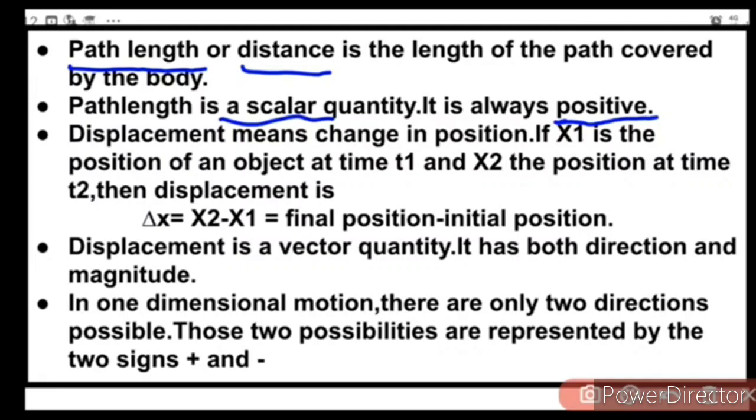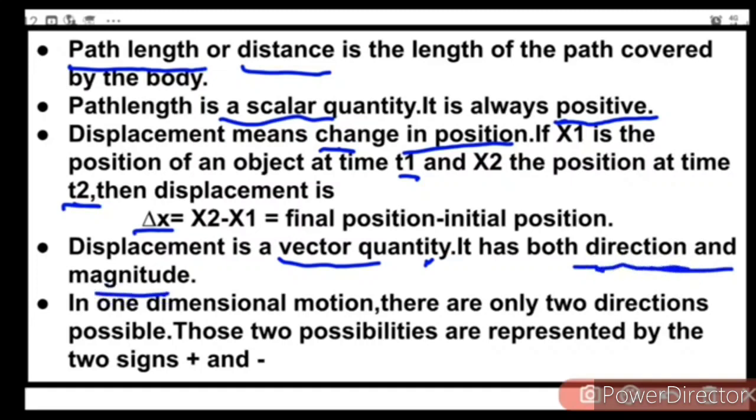Displacement means what? Displacement means the change in position. So if x1 is the position of an object at time t1 and x2 at time t2, then displacement is represented by delta x. Delta x is equal to x2 minus x1, that is final position minus initial position. So if you know the positions of an object at two instants of time t1 and t2, the change in position gives you the displacement. And you know, displacement is a vector quantity. It has both direction and magnitude.